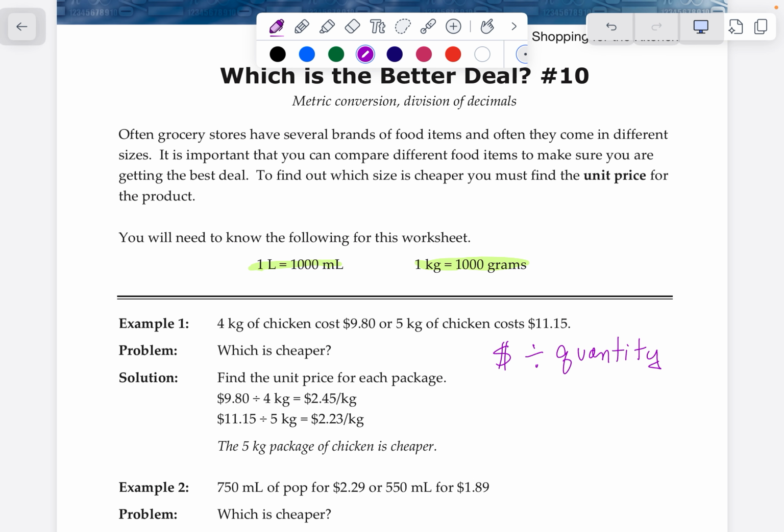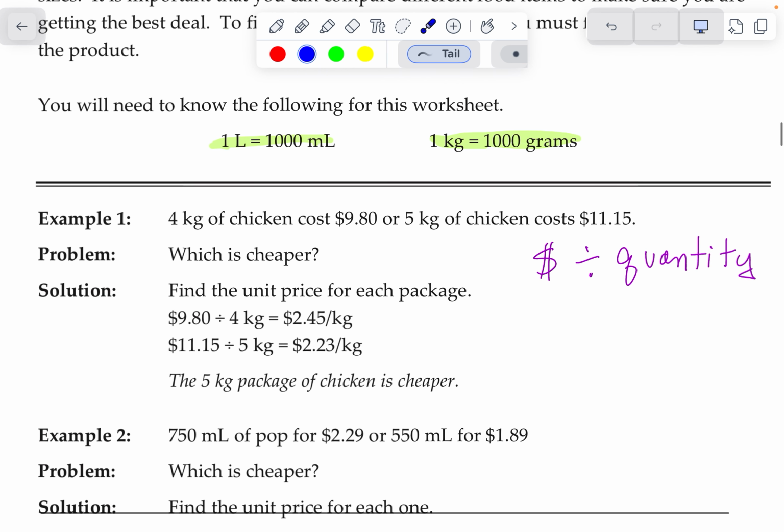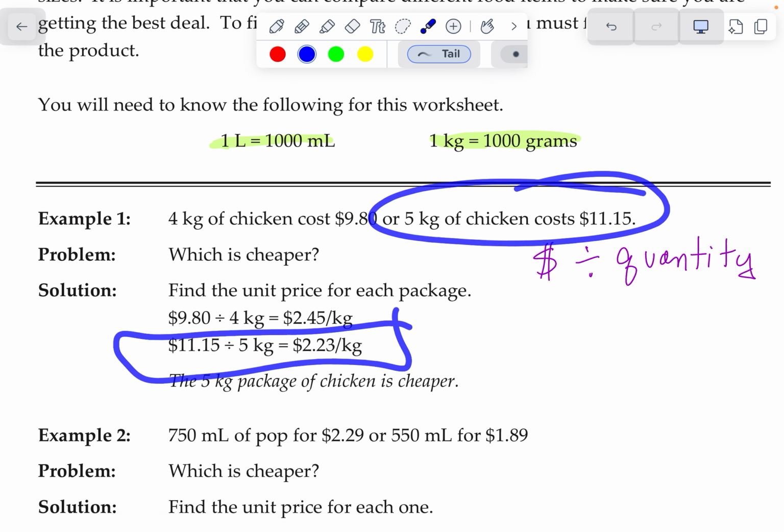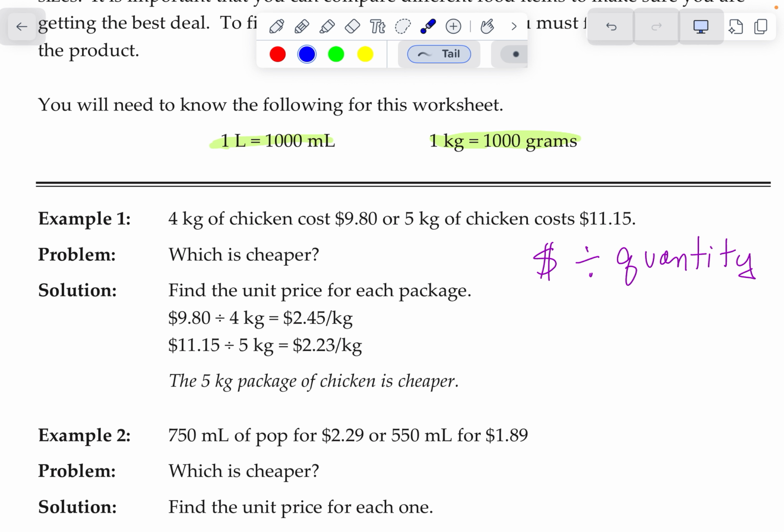They did the cost of the 4 kilogram chicken, $9.80, divided by 4. So that means that they were charging us $2.45 per kilogram. And then they did it again for the 5 kilograms of chicken, and they were charging you $2.23. And so the one that's cheaper is the one that is less per kilogram.